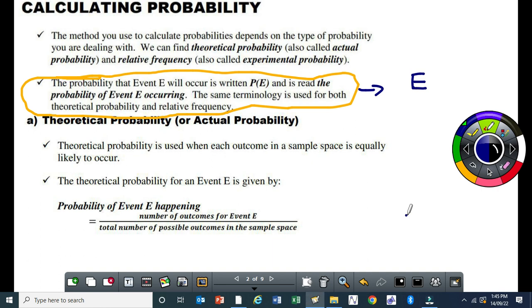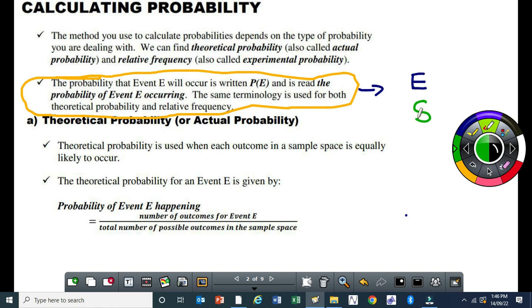Please be aware that we can use any other letter, but I'm going to use the capital letter E up to matric, because next year we'll also do grade 12 probability. So our event, we are going to represent it by a capital letter E. Then our sample space, we are going to represent it by a capital letter S.